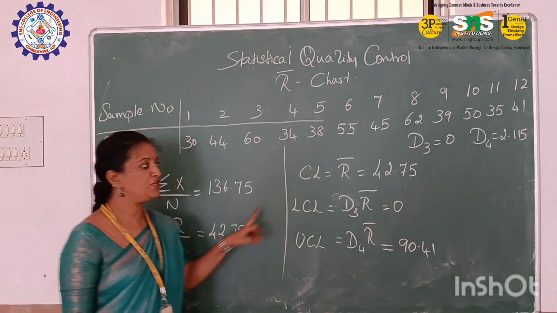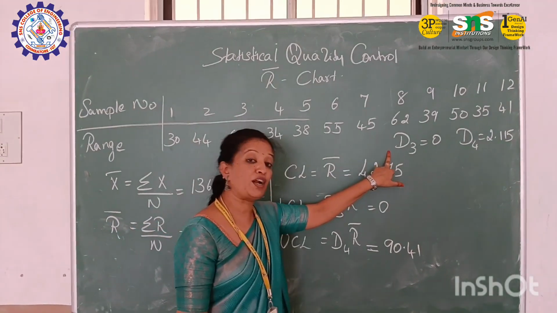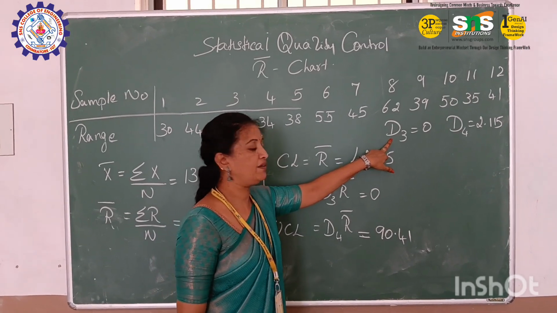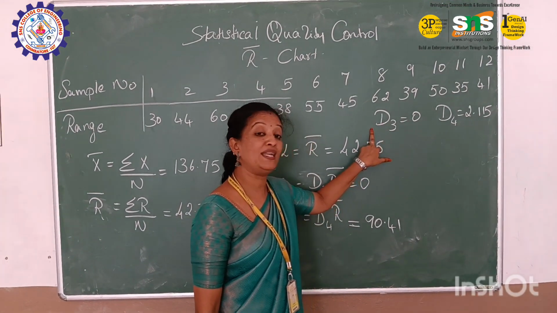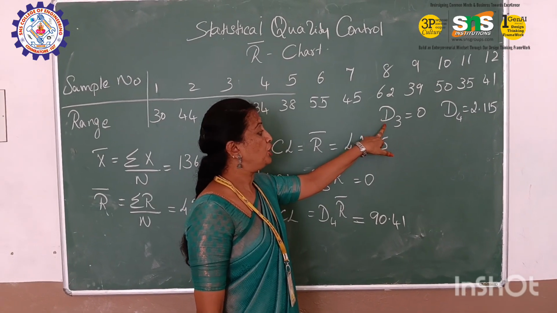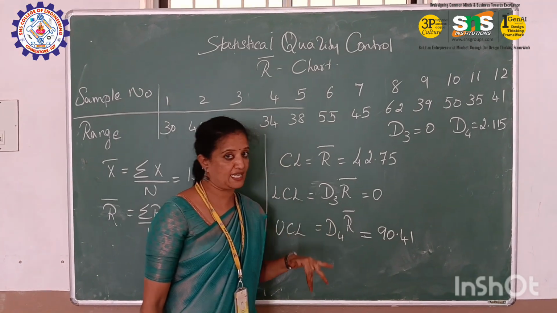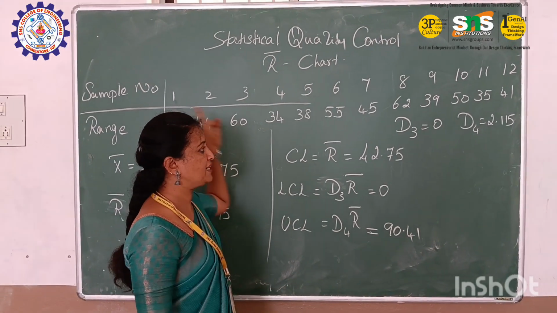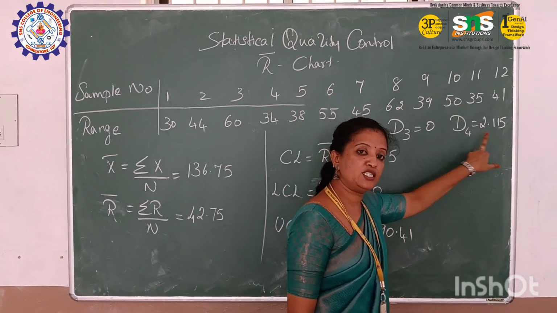Now, the things needed for the R bar chart: before going for calculation, from the quality control chart that is available, you need to take the values for D3 and D4. It is a quality value; we call it a tolerance value or quality value. The value for D3 for a sample size of 6, which was the sample for one product, is 0, and the D4 value is 2.115.